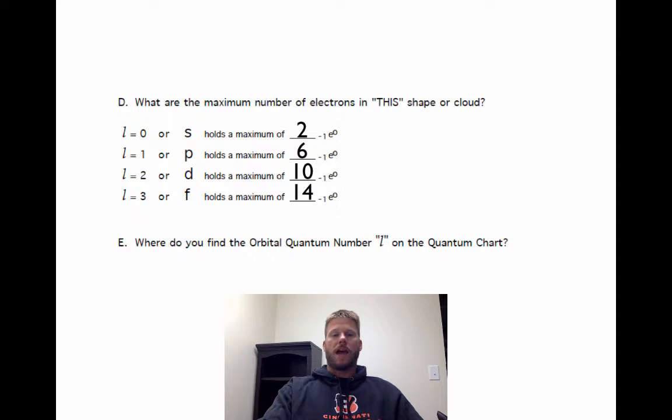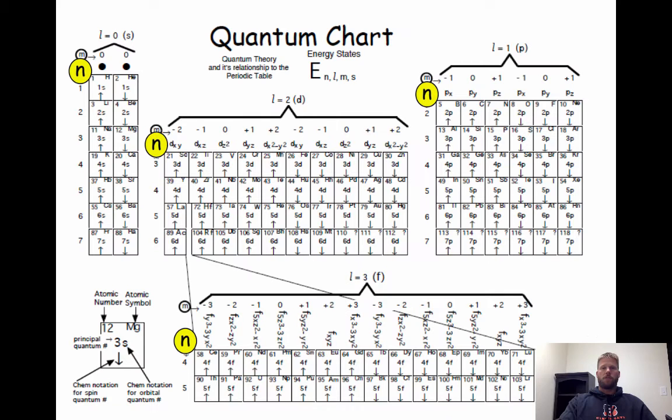So where do we find quantum number L on our quantum chart? It's above each of the sections that we've blocked out on your quantum chart. So let's take a look at your quantum chart and find L. As you can see, up above each section is L. Okay, L equals 0, L equals 1, L equals 2, L equals 3. You will find both the physics notation and the chemistry notation.